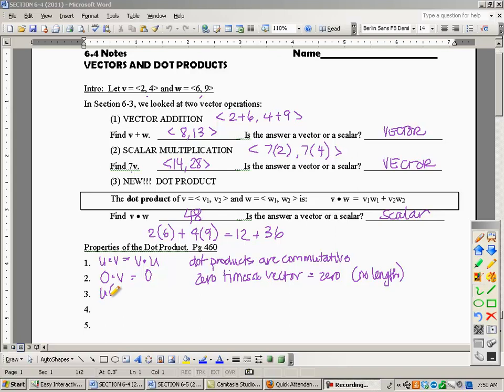The third one, if I'm adding two vectors together, v and w, and I then take the dot product with a vector u, what I can do is distribute the dot product to get u dot v plus u dot w. So what is this property? This is just using the distributive property with vectors.